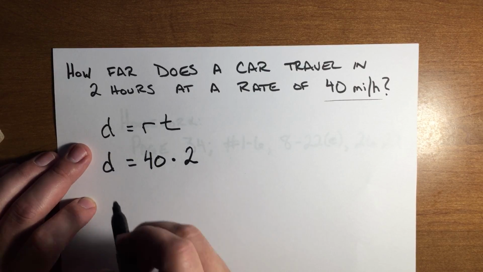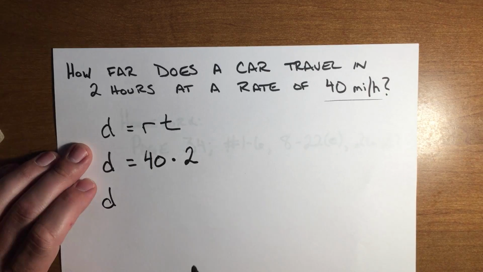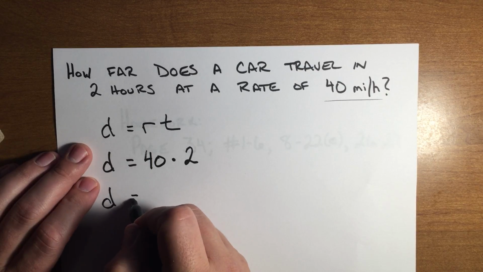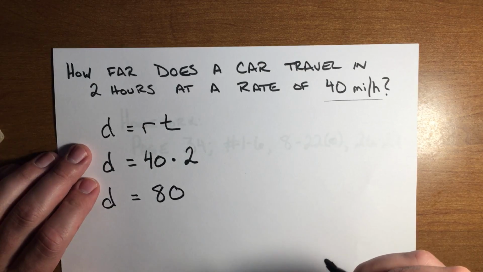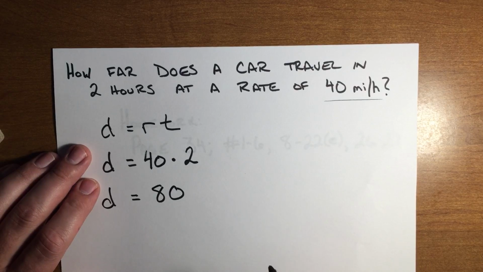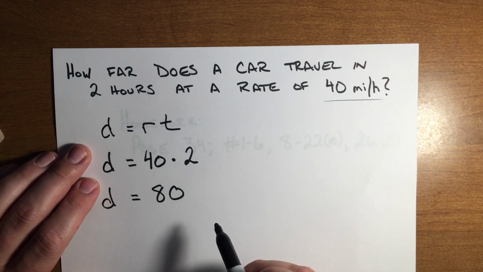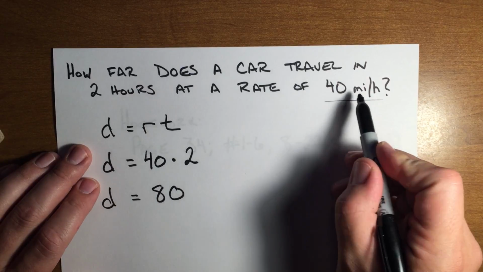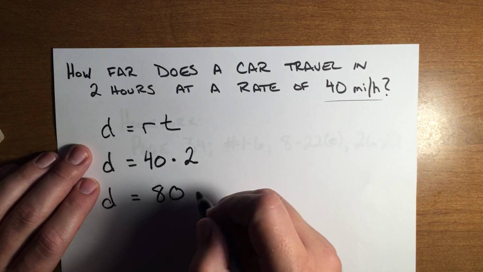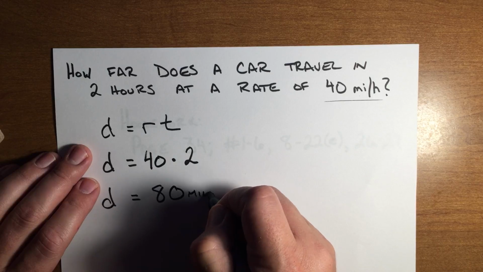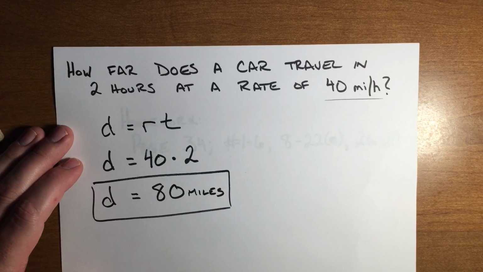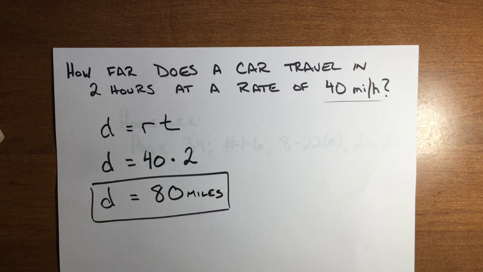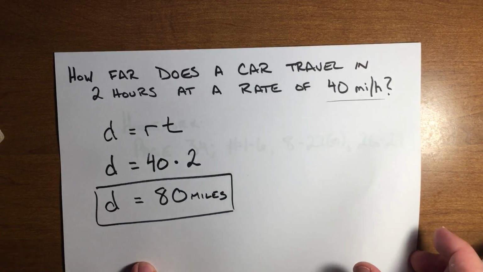This is a pretty simple problem again. I'm going to write my D down here. D is for distance, of course, still. 40 times 2 is equal to 80. And the only other thing that I'm missing here is a label. So what would my label be here? Well, it's 40 miles per hour. So my label is actually going to be 80 miles. So my homework answer is going to be, how far does a car travel in 2 hours at a rate of 40 miles per hour? It travels 80 miles. It's as simple as that.